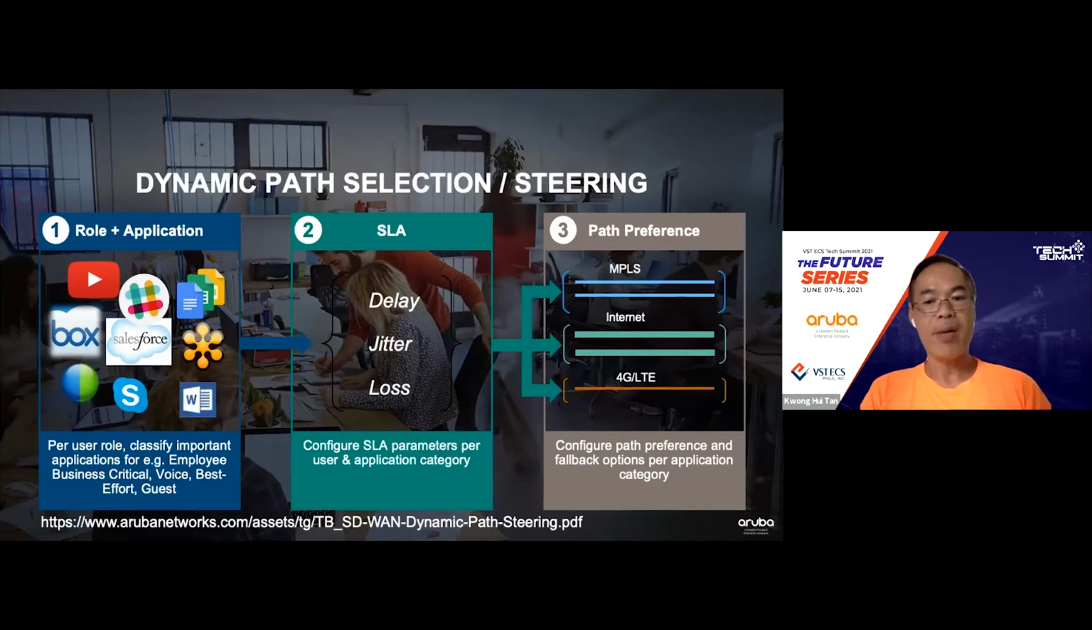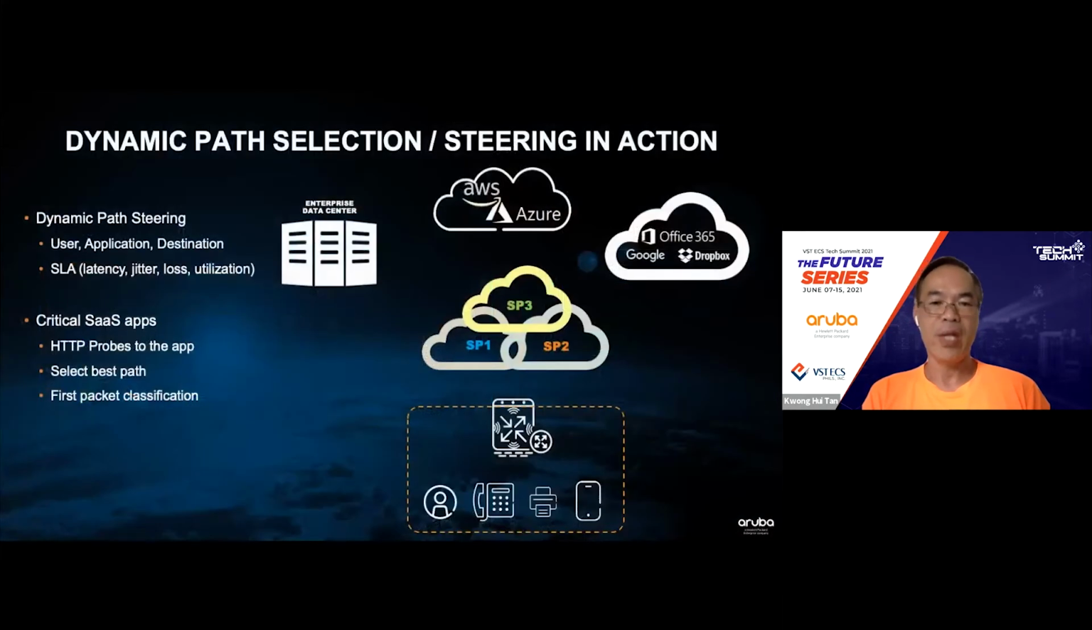Customers who augment an MPLS circuit with broadband links may configure user voice application flows to dynamically fail over to an internet path without dropping the call. For more information, I have included a URL that you can read on Aruba SD-WAN dynamic path steering. So please go ahead later on, if you have the slides, click on the link and read more detail, because there is a good white paper that goes into detail of how this is done and how to configure Aruba dynamic path steering for SD branch. And I encourage all of you to read that.